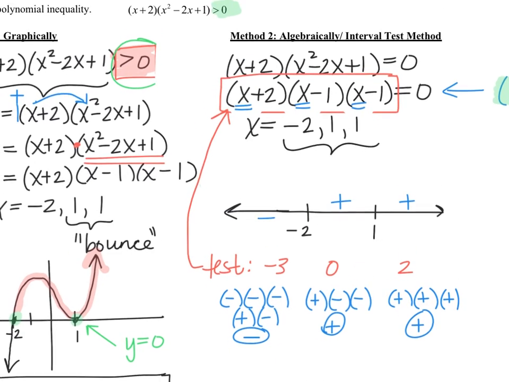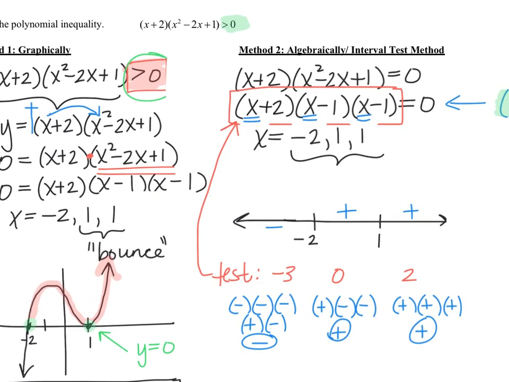Now that I've done the sign analysis and I've done my testing, I'm going to go all the way back to where I had the inequality compared to 0. In this case, it was greater than 0, which means that I am ultimately looking for positive outputs. If I am greater than 0, that means my number is positive. So looking at my number line, I am going to be choosing the intervals that gave us positives. So I'm going to be highlighting basically the positive intervals.